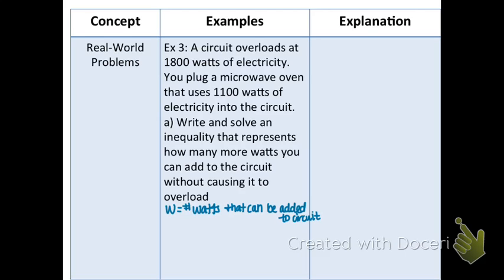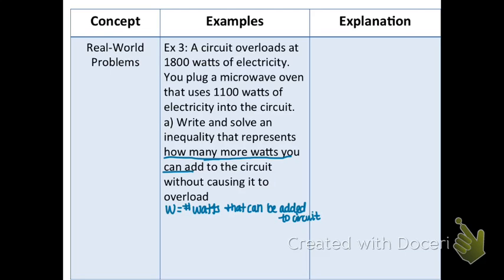Anyway, that's our unknown, and I pulled that from how many more watts can you add. That's how I figured that the number of watts that I can add was my unknown, because that's what it was asking me. I just let W equal that for watts, but you could have chosen any variable that you want. You don't have to use W.